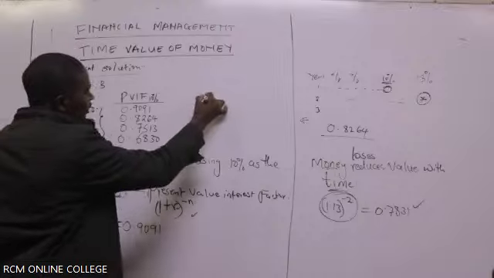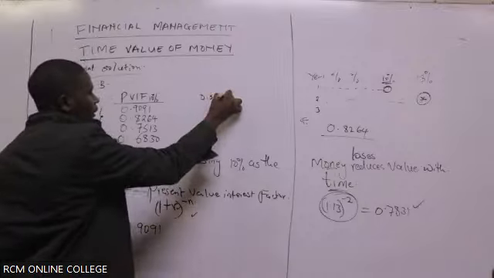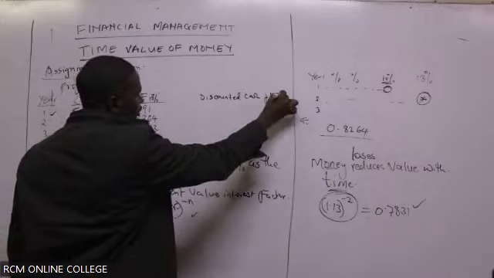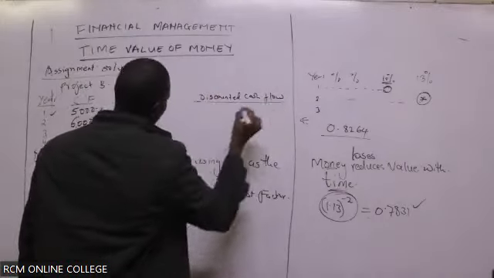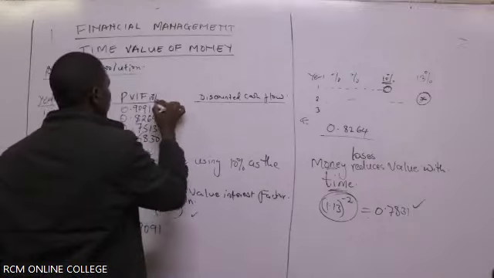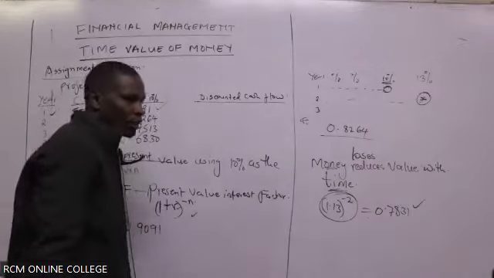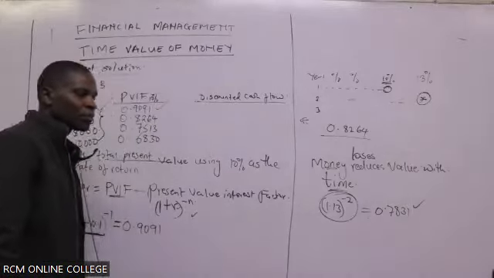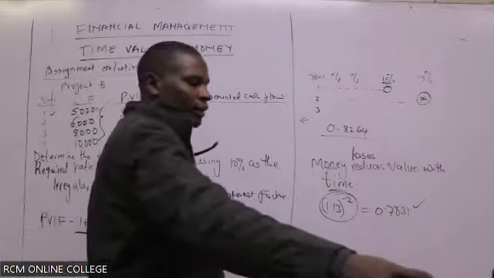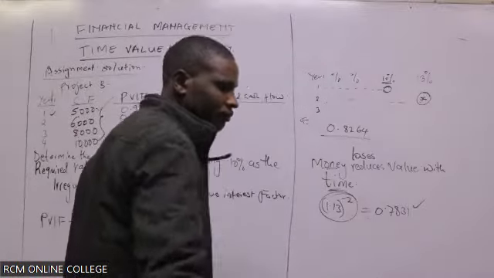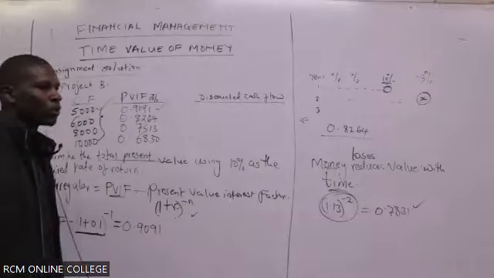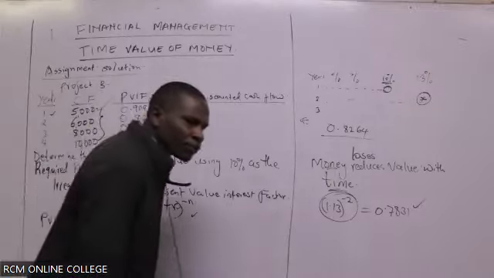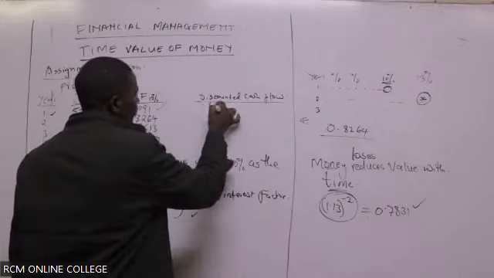To get the discounted cash flow, you just take the cash flow times the PV. The first one itatupatia nini? Chanione. The first one, what are we going to get? That is 5,000 times 0.9091, 4545.